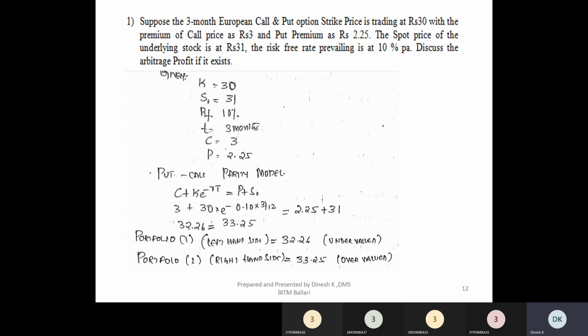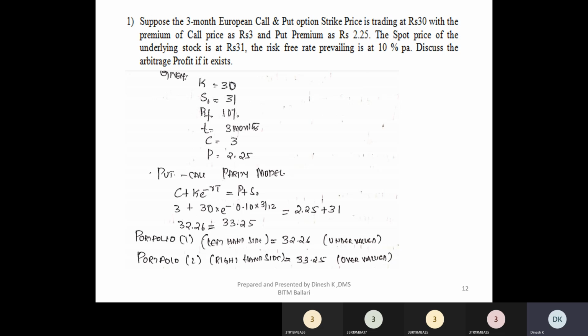Right. So by looking at it, it is very clear that my left hand side portfolio value, 32.26, is less than 33.25. So hence the left hand side portfolio is undervalued. When it is undervalued, what position to be taken here? Long position, sir. Yeah, you need to take a long position on a call, right?